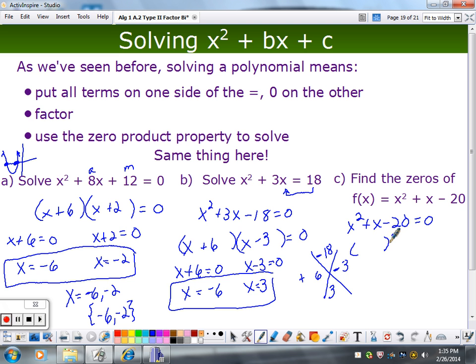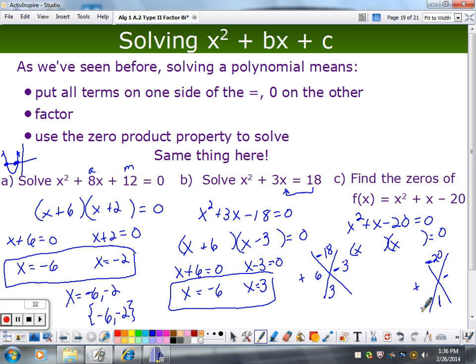So I'm going to break it into my two parentheses. X times x is how you get x squared. Now I need two numbers that are going to multiply to negative 20 and add to what? 1, right? The invisible 1 is sitting there. So let's see. It's going to be a plus and a minus. I'm going to give you just a little bit of think time so everybody can think about it a little bit. Two numbers that are going to multiply to negative 20. But when you add them, you get 1.